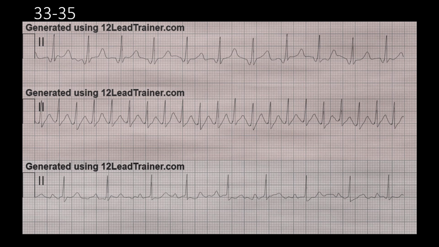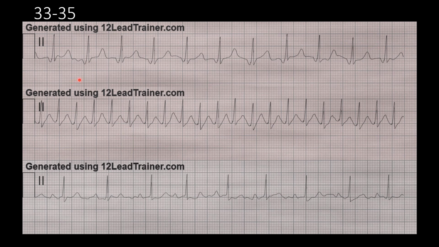Alright, so this one here, pause the video. Now, this one here, the top one, this is regular. We have a rate of about 300, 150, 100, so about 110, maybe 120. If we use the other method, 1, 2, 3, 4, 5, 6, 7, 8, 9, 10, 11. So about 110 is what we'll call the rate.